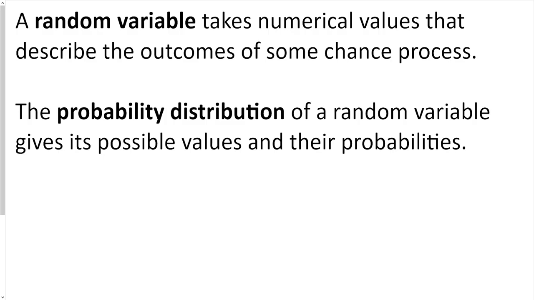So we're going to talk today about random variables as opposed to just regular variables, and also how that applies to probability distributions or probability models. So a random variable takes the numerical values that describe the outcomes of some chance process. So we're talking about numerical values as opposed to, maybe in the past we would do like, you could get heads or tails, you know? And what's the chance of each? But now we're shifting to the number of heads and the number of tails.